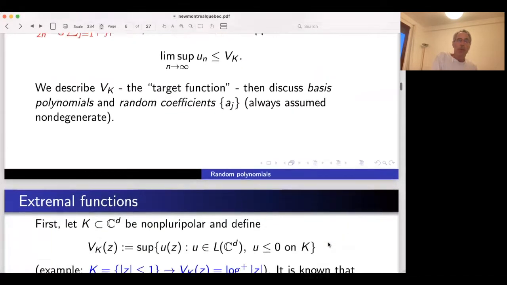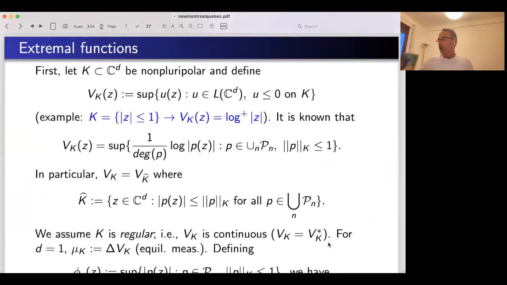So what are the v sub k's? These are going to be extremal plurisubharmonic functions in several variables, extremal subharmonic functions in one variable. So for a compact set K that's not pluripolar, which just means there's no plurisubharmonic function that's identically minus infinity on it, so a reasonable set, we're going to take an upper envelope, a pointwise supremum of the functions in the Lelong class, those plurisubharmonic functions that grow logarithmically, that are normalized to be less than or equal to 0 on the compact set. And this function we'll call v sub k.